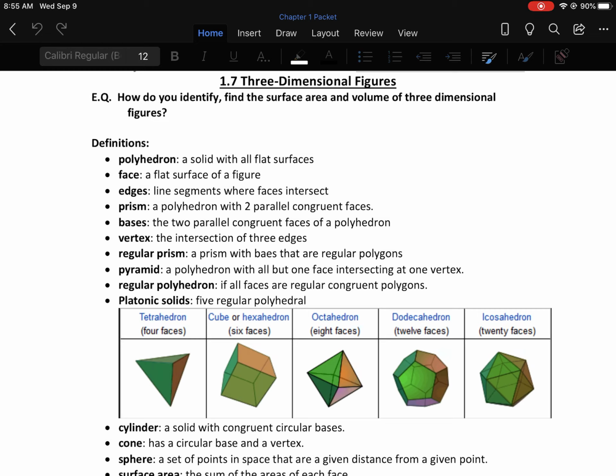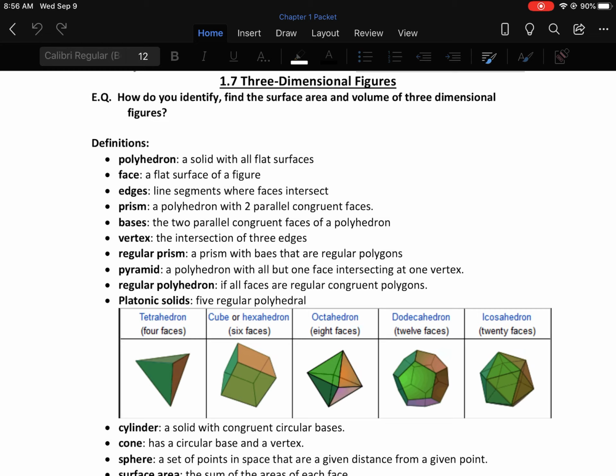So the first one is polyhedron. It's a solid with all flat surfaces, right? So no spheres, so thinking of like a basketball, softball, soccer ball, any of that. So none of that, because a polyhedron has to have flat surfaces.